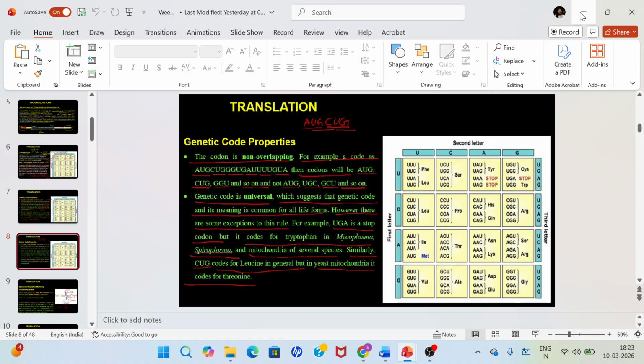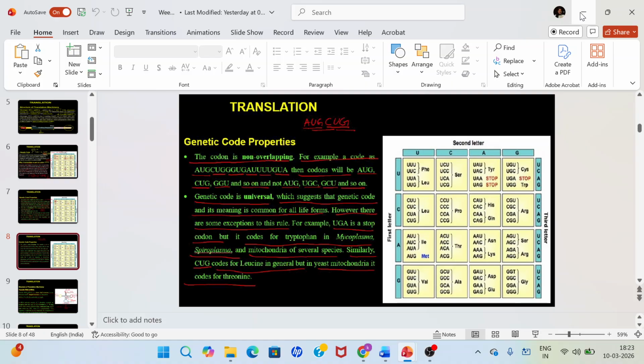However, there are some exceptions to this rule. For example, UGA is a stop codon, but it codes for tryptophan in mycoplasma, spiroplasma. Some exceptions are there because biology is a science of exceptions. So yes, some exceptions are there. Otherwise, it is a universal rule that all of the codons which are assigned to whichever amino acid will code for that amino acid only.